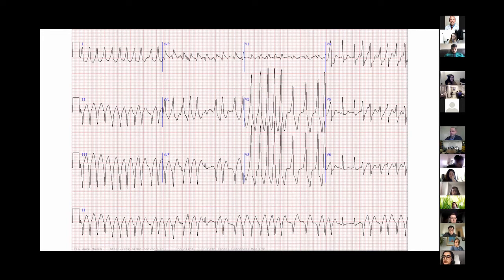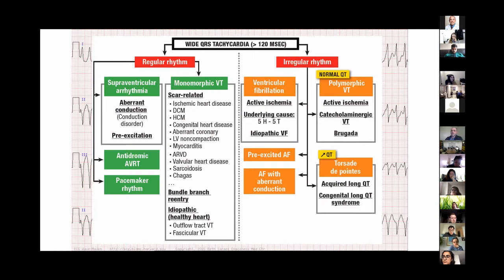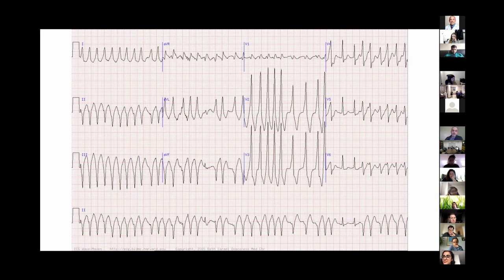Okay, so we have a wide complex tachycardia. So I'll give you a cheat sheet. You have this irregular, right? Is it regular or irregular?